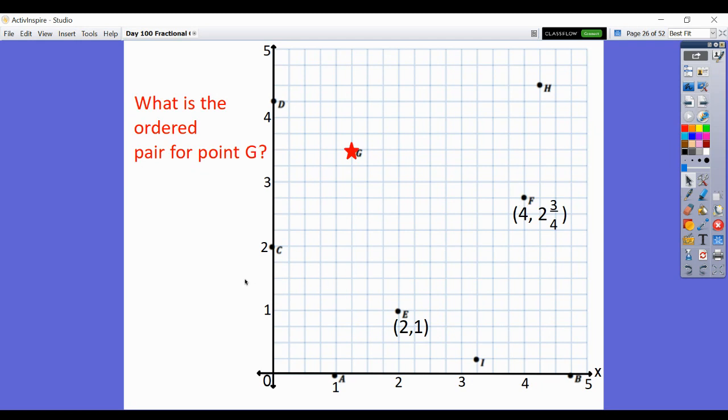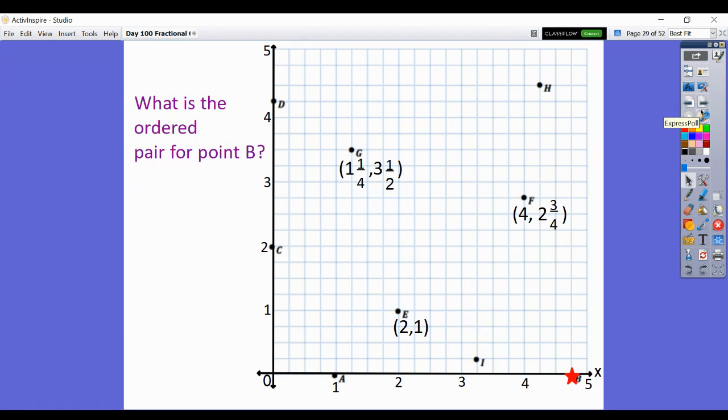What is the ordered pair for point G? Well, point G is here. So again, the X-axis first: 1 and 1/4. And 3 and 2/4, or they converted it to a half, and that's fine too. I guess you would want to convert it to a half. 1 and 1/4 and 3 and a half. And you'd write it in on the graph.